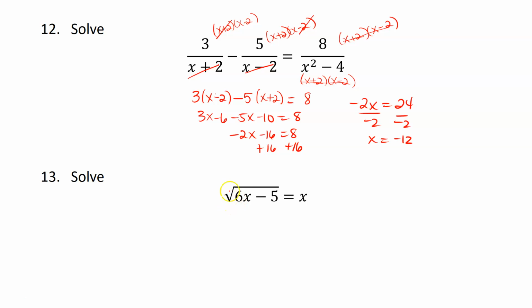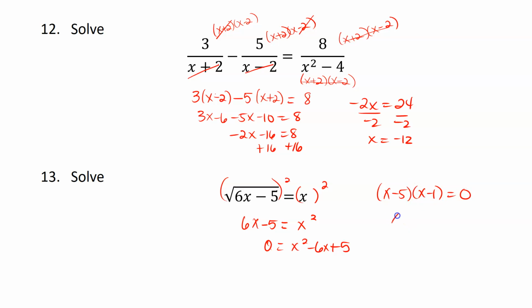In order to undo a square root, square both sides. On the left side, the square and the square root divide or cancel each other out. On the right side, I end up with x squared. Set this equal to 0 and factor. Factors into x minus 5, x minus 1. Therefore, I end up with x is 5 and 1.